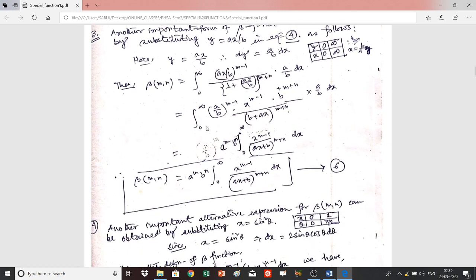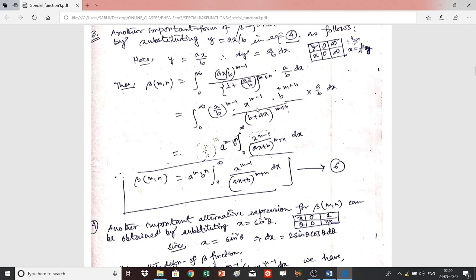Now to simplify this, the integral from 0 to infinity, and from here you can write (a by b) to the m minus 1, then x to the m minus 1, and from the denominator you can simplify this as (b plus ax) by b to the power m plus n, and this b to the power m plus n will go to the numerator. So that is b to the power m plus n is there. After that, a by b is also here and dx. So that is equal to a to the power m minus 1, and from here another a, so that will give you a to the power m, and here b to the power m plus n minus m minus 1, b to the power n plus 1, and here b to the power minus 1.